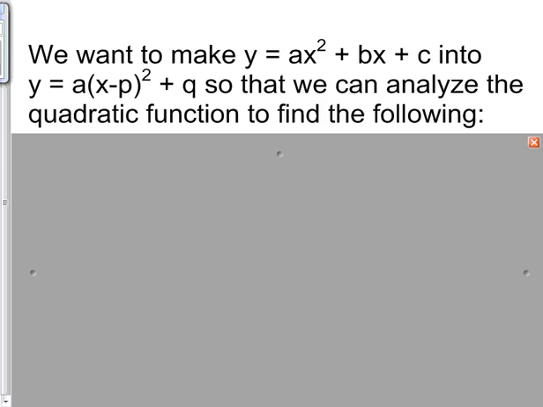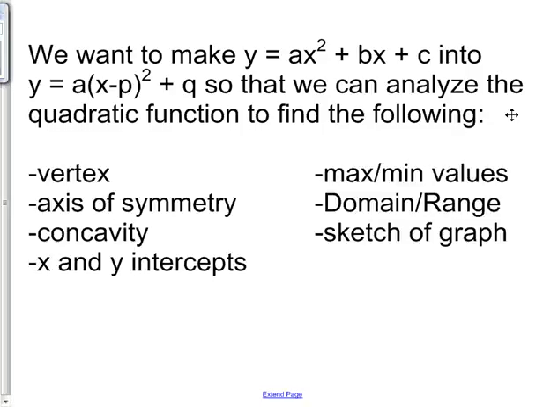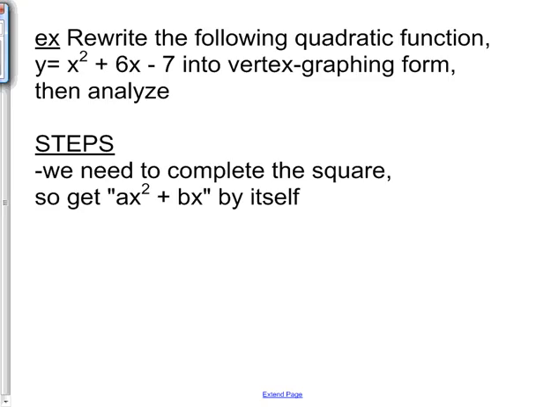Today is kind of the same as yesterday, but we have our general form. You got to write it down. We want to convert it to the vertex-graphing form. Once we convert it, we define all of these things: vertex, axis of symmetry, concavity, different lines, maximum values, domain, range, and the graph. So, this is what today's going to look like.